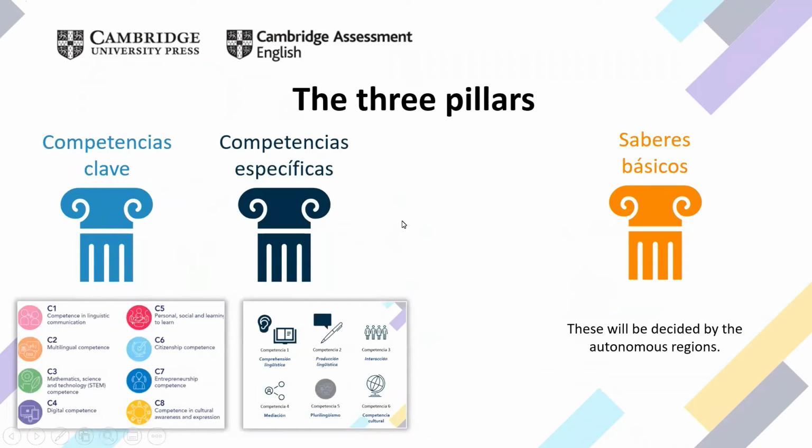And here we can have a bit more detail of the key competencies. There are 8 of them. And as I said before, we will be working on them across all the subjects. Then we have also the specific competencies. We are going to talk about them in a minute. And then the saberes básicos, that will be decided by the autonomous regions. So watch this space for this.